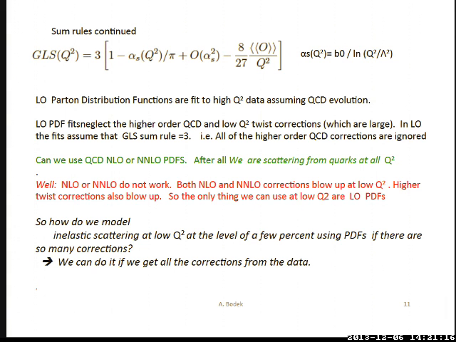So the only thing we have is leading order PDFs. And we know they describe all inelastic data at high Q-square because they were fit to those data. But when you use them at low Q-square, they're not going to work very well. So how do we model low Q-square to a level of a few percent if there are so many corrections?